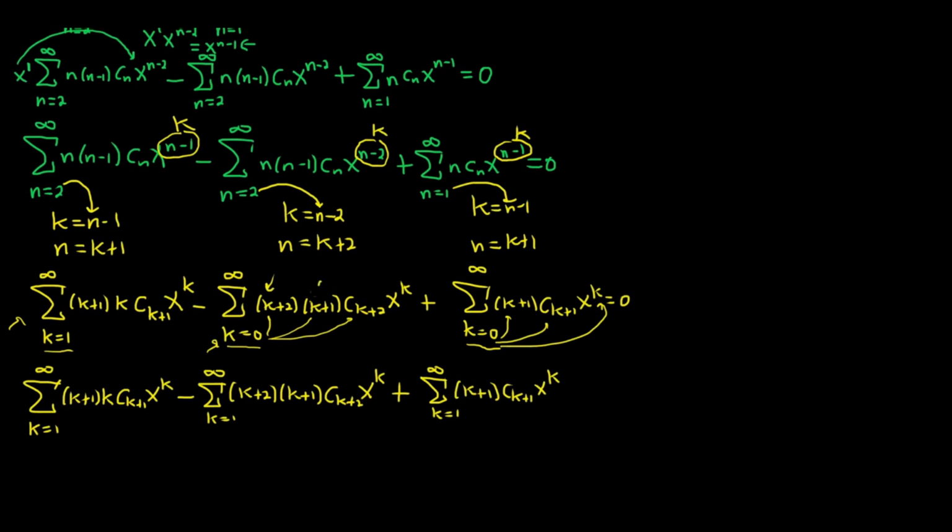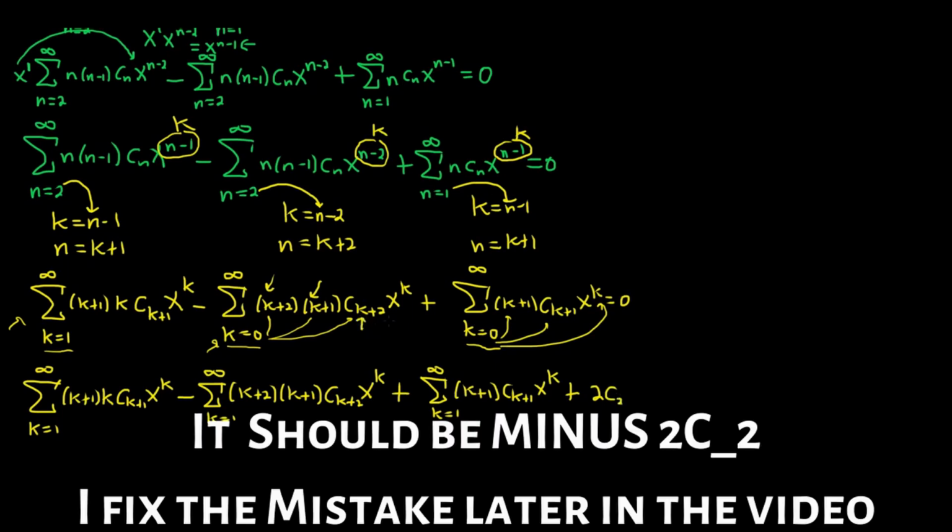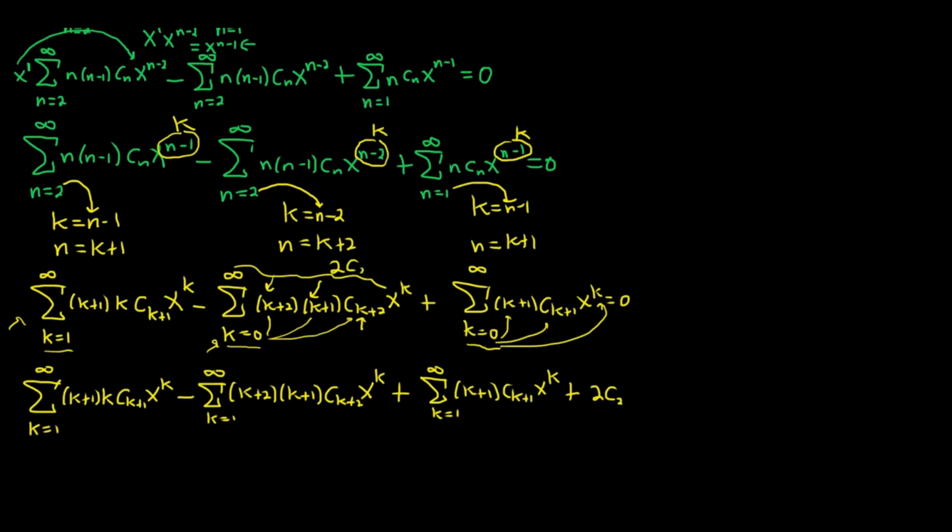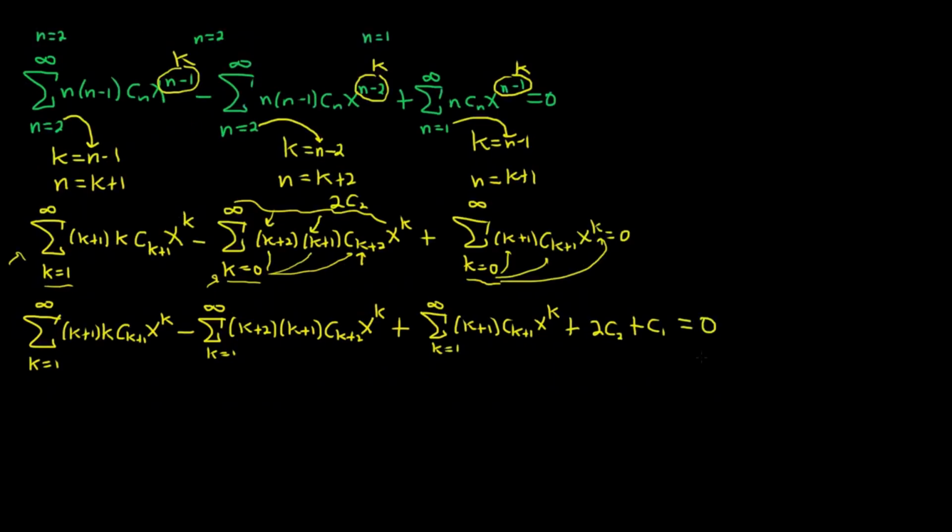So it'll be 0 plus 2, 0 plus 1. So it'll be 2c2, right? Because it's 0 plus 2 here, c2, x to the 0, which is 1. So this will give us 2c2 when we plug in 0 for the k's. This other one will give us c1, right? Because it'll be 0 plus 1, and then c sub 0 plus 1, so c1, and that's equal to 0.